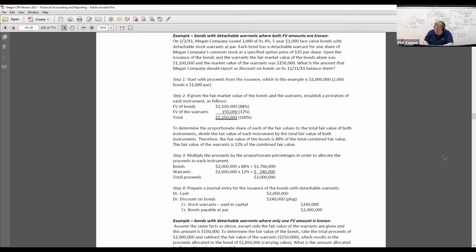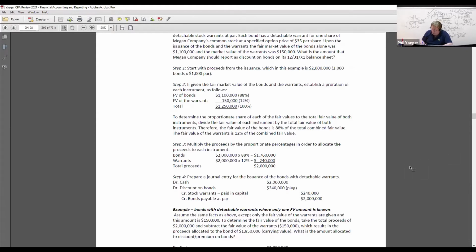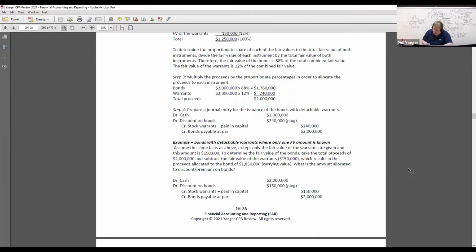Now, what happens if you have bonds with detachable warrants, where only one fair market value is known? What happens if you only know the fair market value of the warrants? Now it says here that assume the same facts, except that only the fair market value of the warrants is given, and the amount is 150. All right. Now, what's our entry? How much cash are we getting for selling the bonds and the warrants? 2 million. Cash 2 million, right?